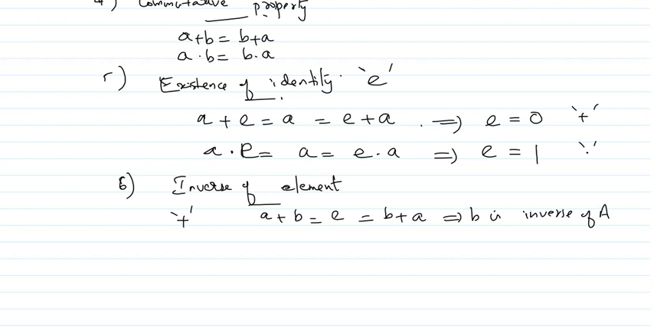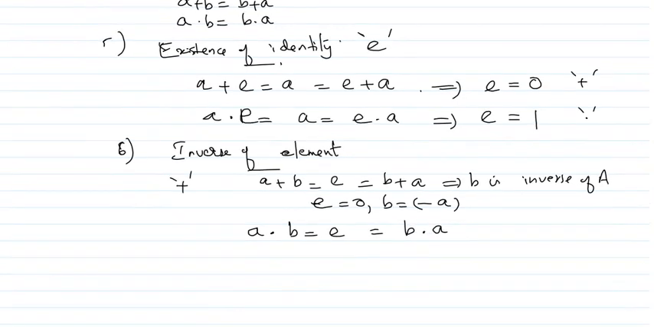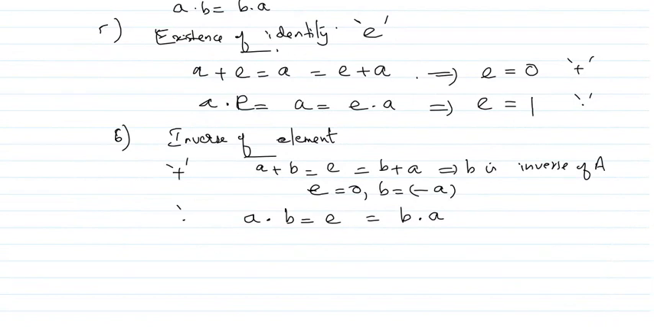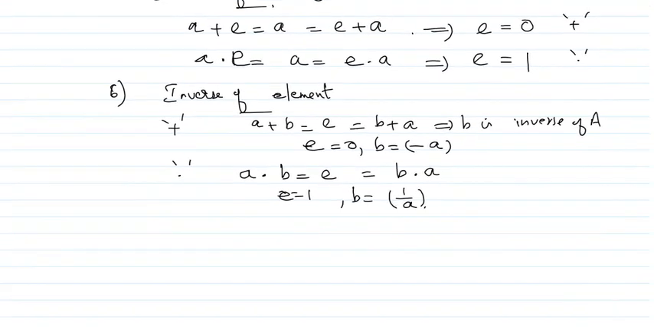And for multiplication, A dot B is equal to E, that is equal to B dot A. And we know that if the operation is multiplication, E is 1. So what is B? B is 1 by A. So these are the inverses. Inverse and identity are very important properties. If A plus B is equal to E, B is known as the additive inverse of A. If A dot B is equal to E, B is known as the multiplicative inverse of A. So those are the inverse elements.